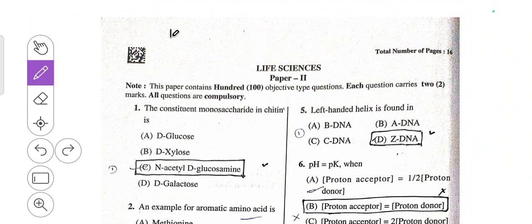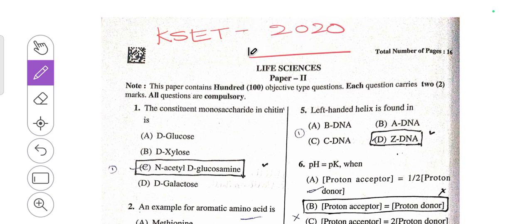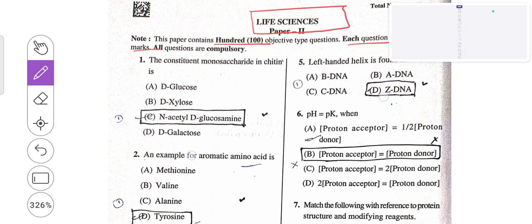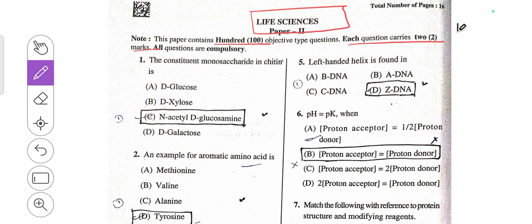Hi everyone. So in this paper I will be discussing KSET 2020 Life Science Paper 2 question paper. This question paper contains 100 questions and each question carries 2 marks. So we'll start with the questions.